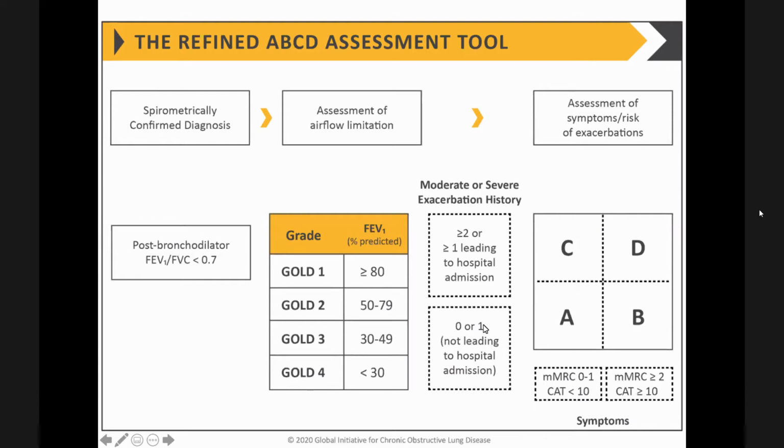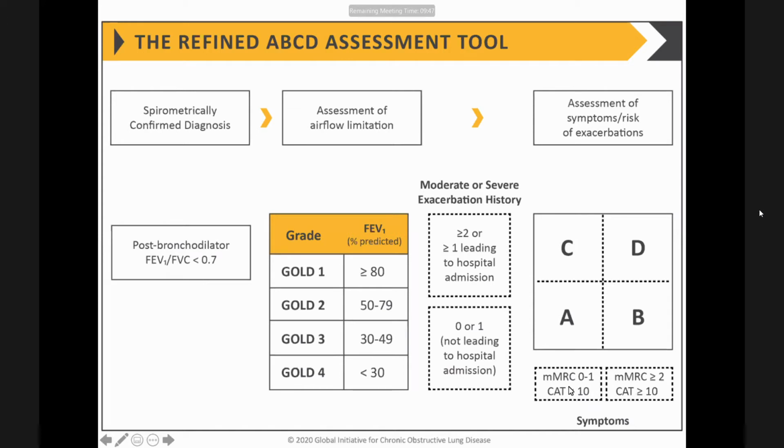If the patient has zero exacerbations not leading to hospital admission, and the patient has an mMRC dyspnea scale of 0 to 1 and a CAT assessment of less than 10, then the patient is in A. And B means mMRC is 2 or more, or CAT is 10 or more, and it is not leading to a hospital admission.